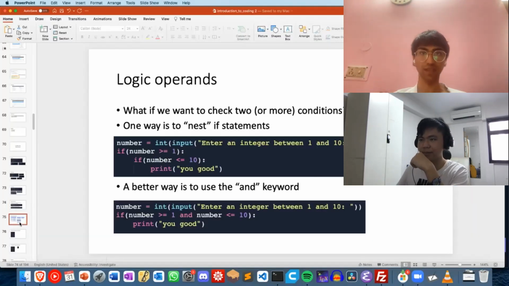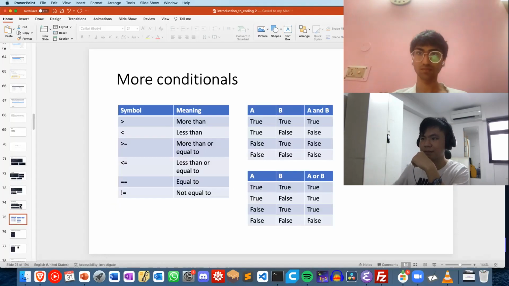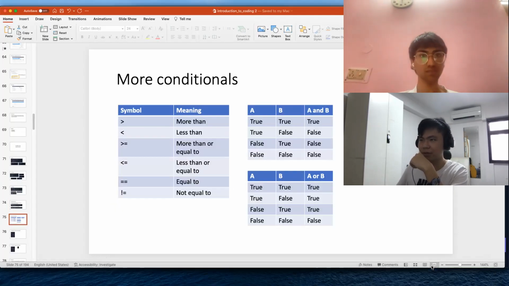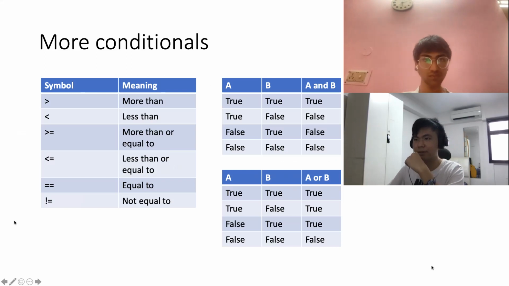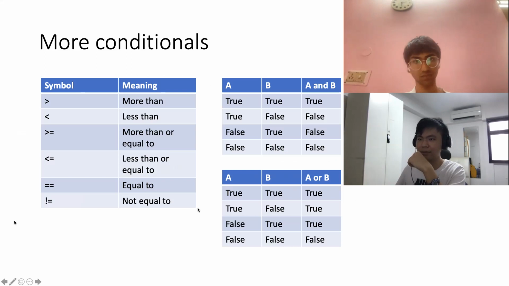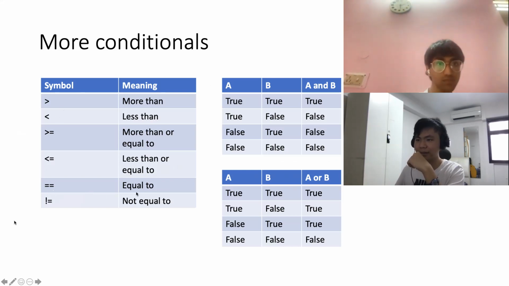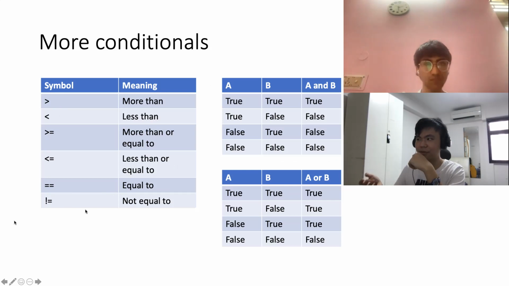Make sense? Okay, so there's more conditionals you can do. You can do more than, or less than or equal to, so all the math ones. And just note that for equal to, you need to use the double equal sign, because the single equal sign is reserved for assigning new values, and the not equals to is an exclamation mark equals. So that's just Python.